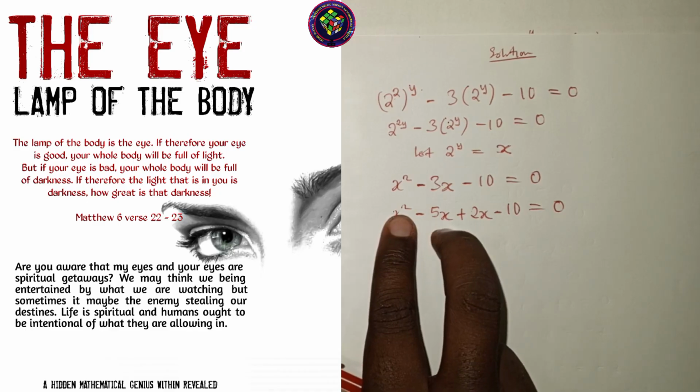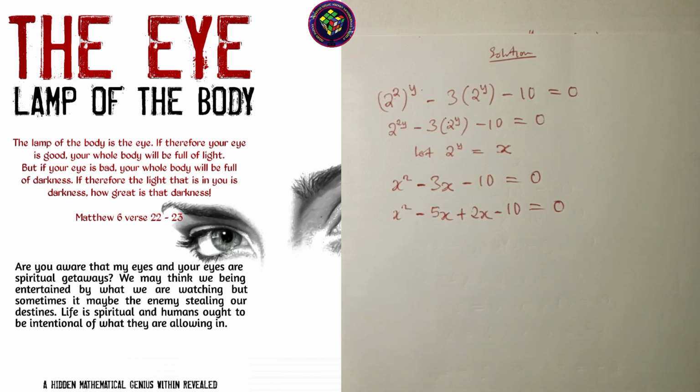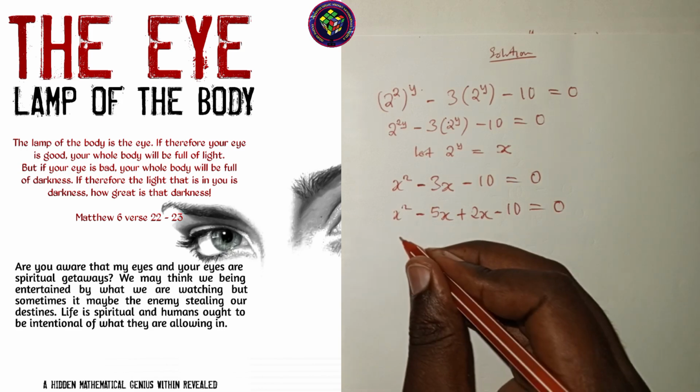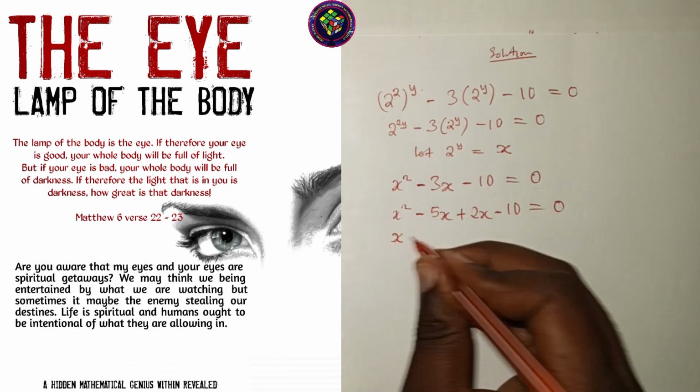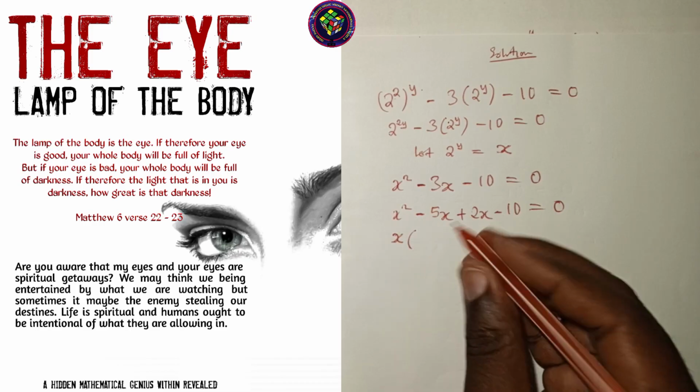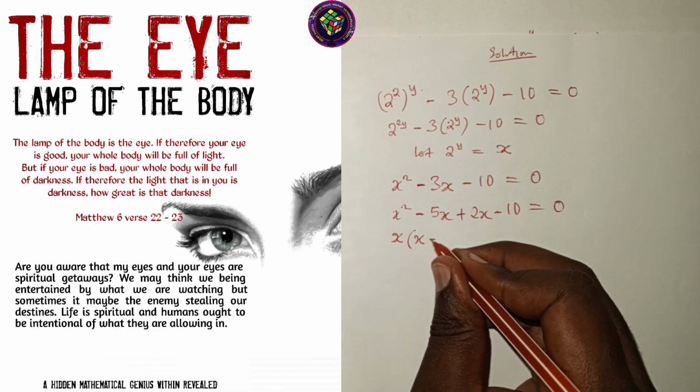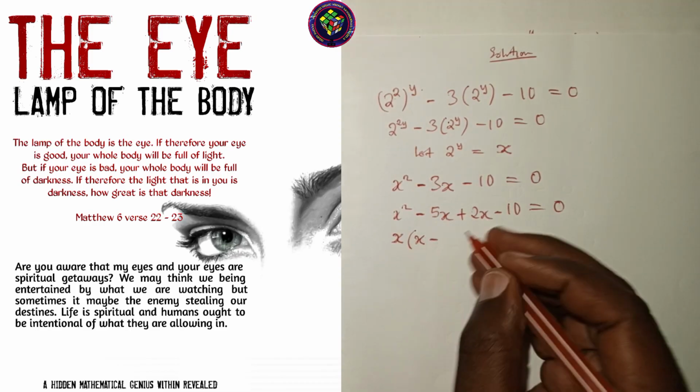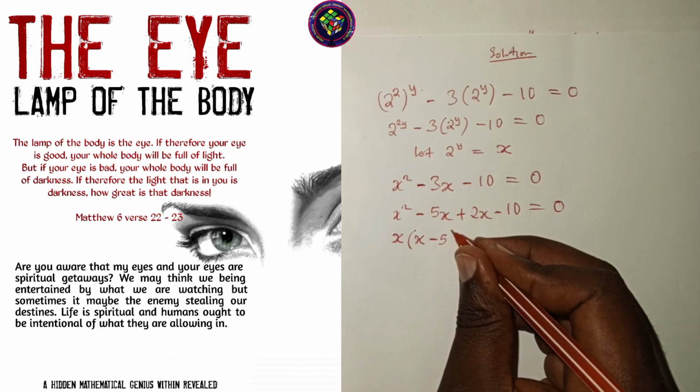Okay, so what is common in these two? We can see that x is common, so we divide out x. So we are going to have x, then x squared divided by x, we get x, minus 5x divided by x, we get 5.